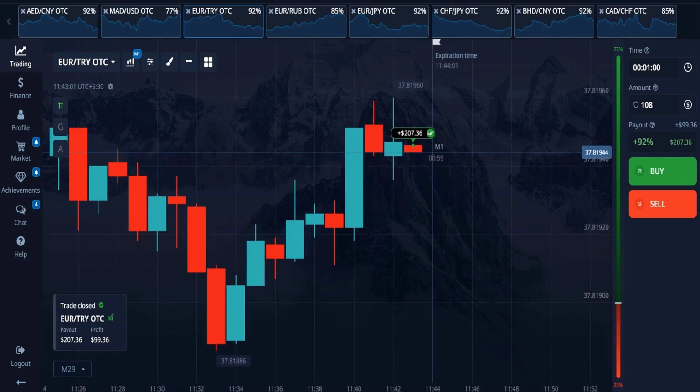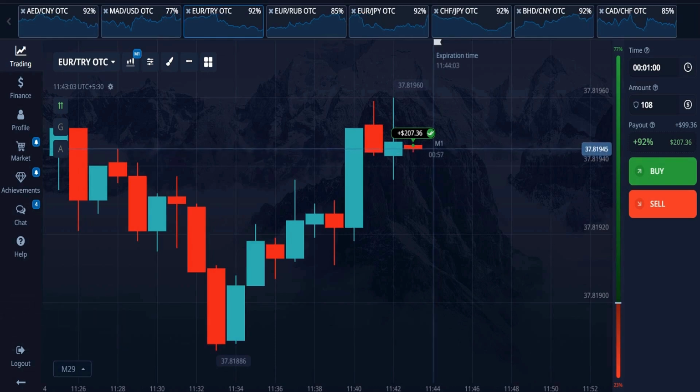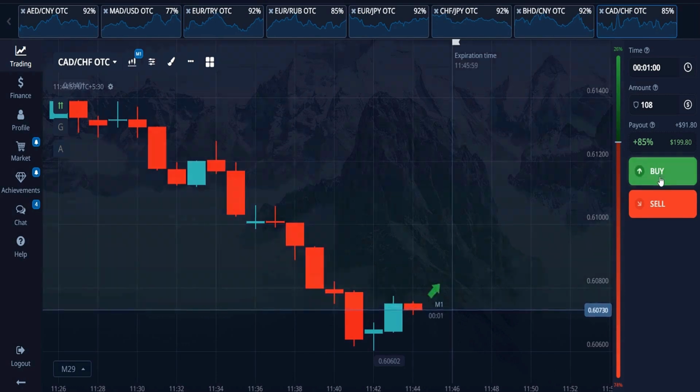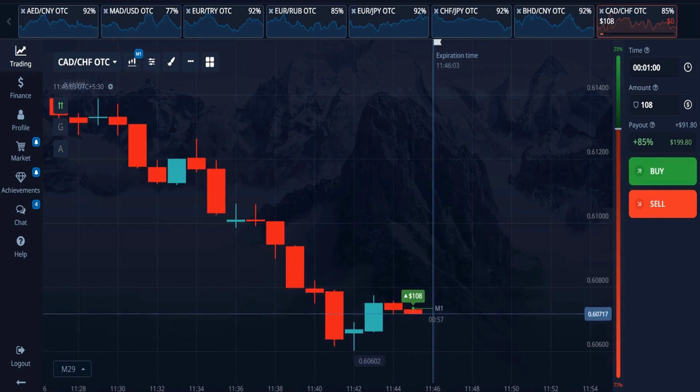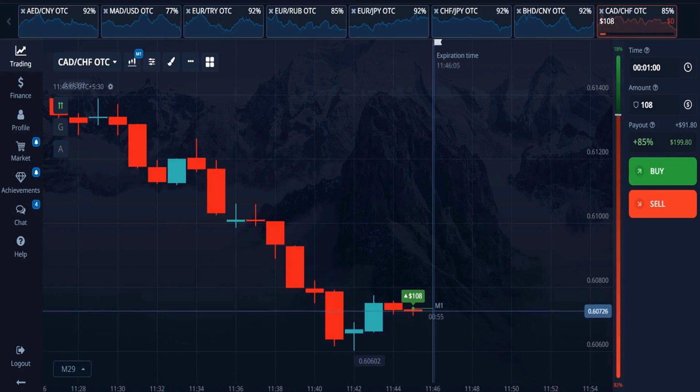We won this trade. It's always rewarding to see the strategy perform consistently. This is why patience and discipline are so important in trading. By following a proven method and waiting for the right setups, you can make informed decisions and increase your chances of success. This brings us to the end of today's trading session.